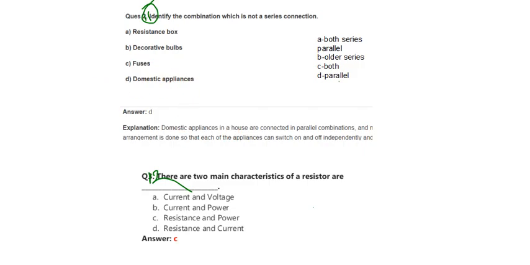Question number 12. The two main characteristics of a resistor are: resistors limit current, so it has resistance, and it dissipates heat, so it has a power rating. So the option is resistance and power, because it dissipates heat as power.